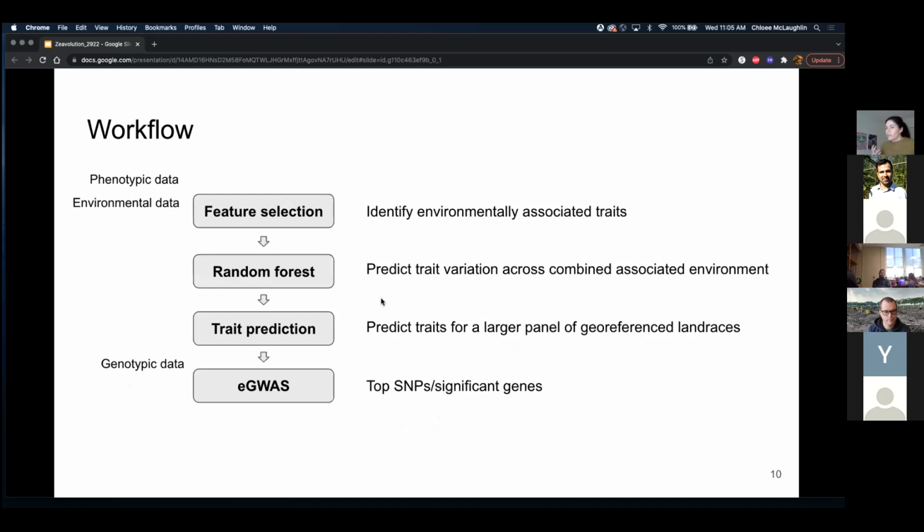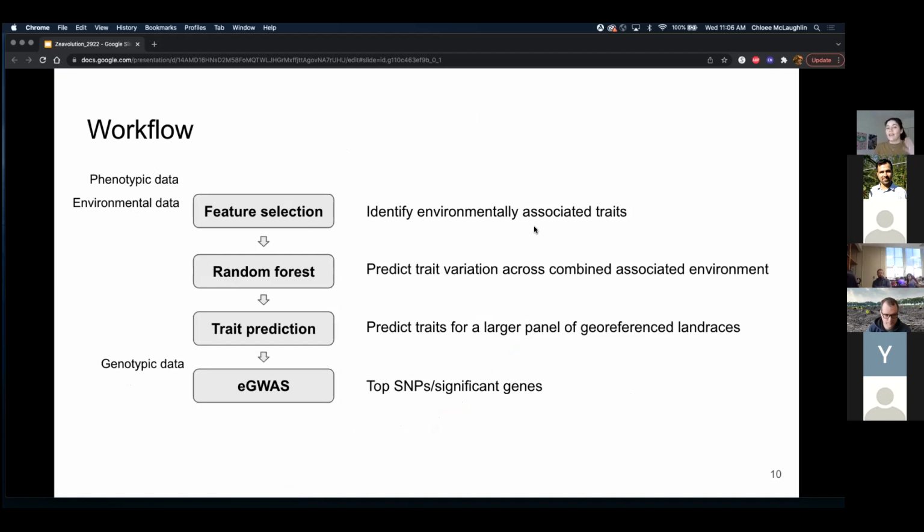So I'm going to quickly go through my workflow to give you guys an idea of the roadmap for what we'll be talking about today. I will spend more time talking about our methodology and our results for each section. But for our general workflow, we combined phenotypic and environmental information to identify environmentally associated traits.